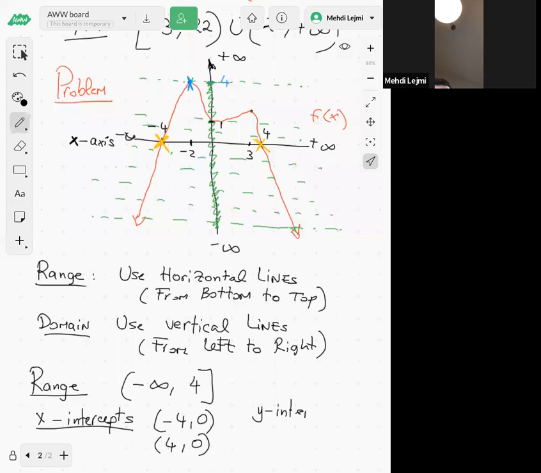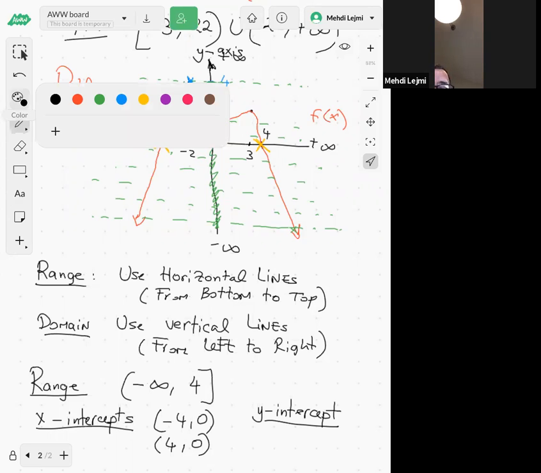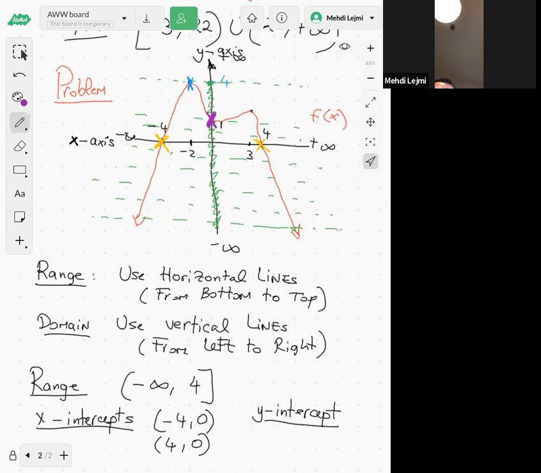Now the y-intercept is just the intersection of the graph with the y-axis. The y-axis is the vertical axis, this one here, right? Now, where does my graph intersect the y-axis? It intersects the y-axis at 1, so the y-intercept has y equal to 1, but you need to put 0 with a comma before 1. So that's (0, 1).